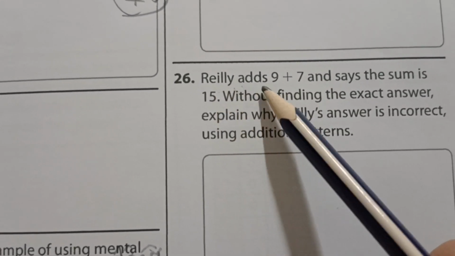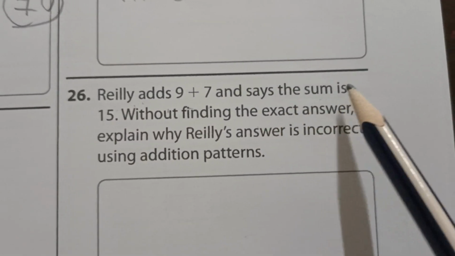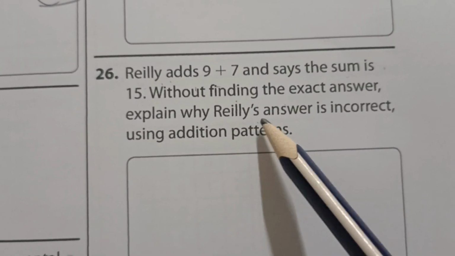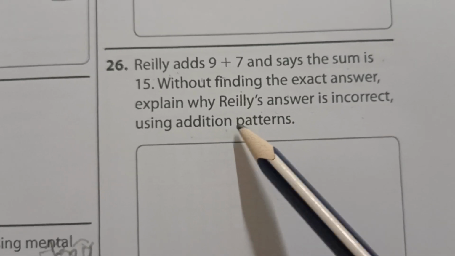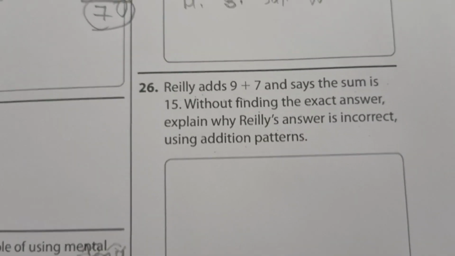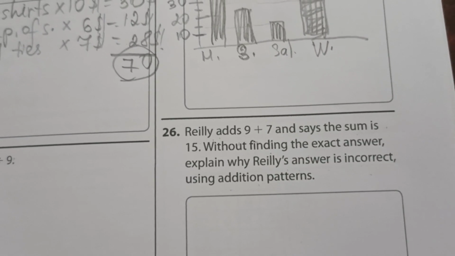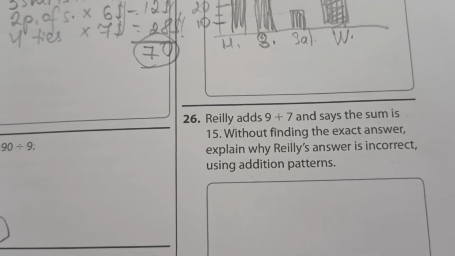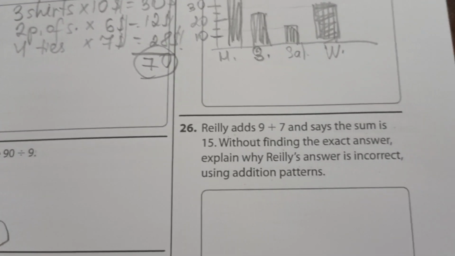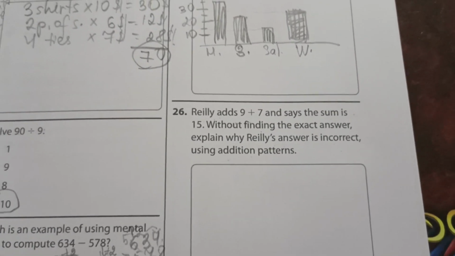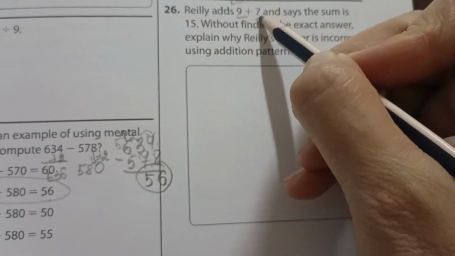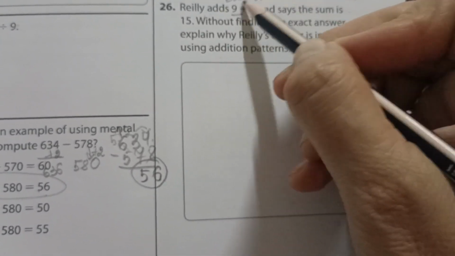Next task. Rayleigh adds 9 plus 7 and says the sum is 15. Without finding the exact answer, explain why Rayleigh's answer is incorrect using addition patterns. Okay, we were learning at the very beginning, I think in unit number 1 maybe, okay? We were learning something about addition, odd and even numbers, okay? So 9 is odd and 7 is odd, okay? Both of them are odd.